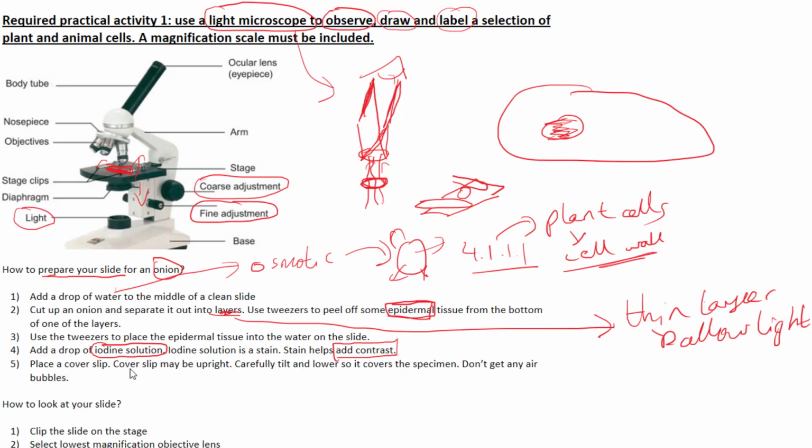And then you have to place a cover slip. The thing about the cover slip you must mention is that you have to tilt and lower it carefully to cover the specimen, and make sure you don't get any air bubbles in. That's a big point here, because if you get air bubbles in, what happens? You can't see the specimen properly. A bubble is what we call an artifact. Artifacts are anything that can obscure our view from seeing the actual specimen.